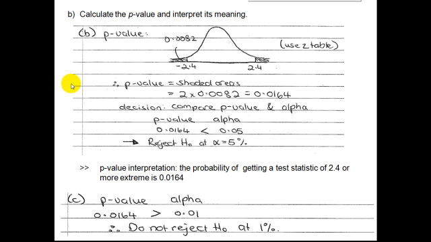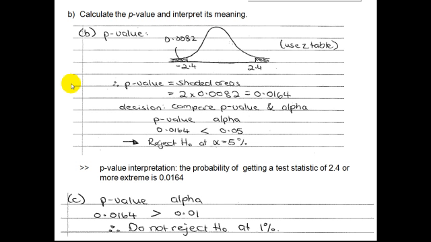Now, part C asks us to have a look and say, well, okay, if our alpha was 1%, what decision would we make? Because we've already done the p-value in part B, changing alpha is now really easy to come up with our new decision. We don't have to go back, redraw the decision diagram and compare our test statistic to it. We can simply compare the p-value of 0.0164, that's the p-value, it hasn't changed.